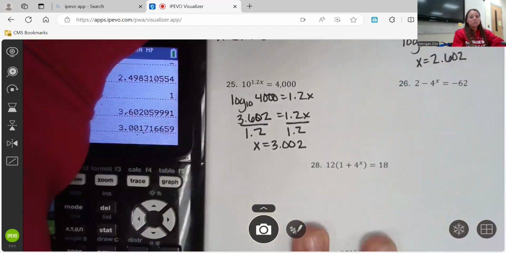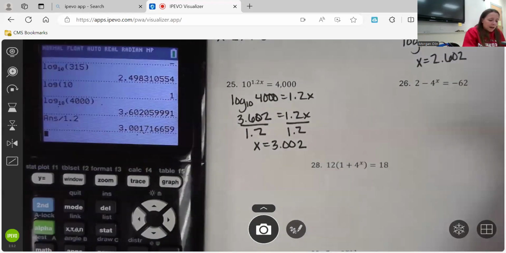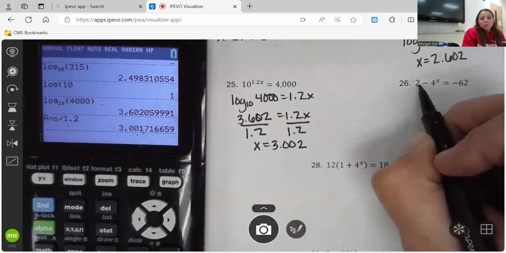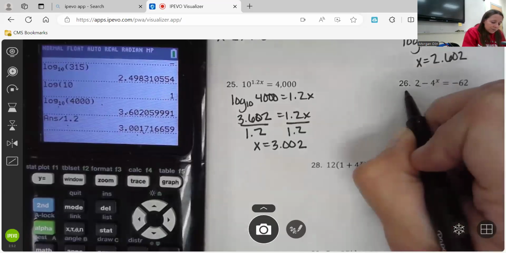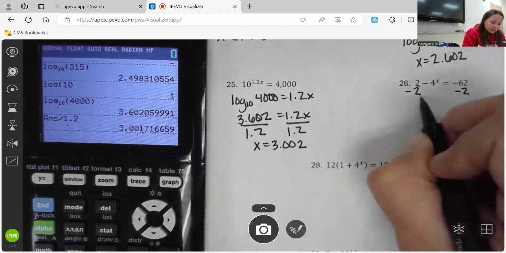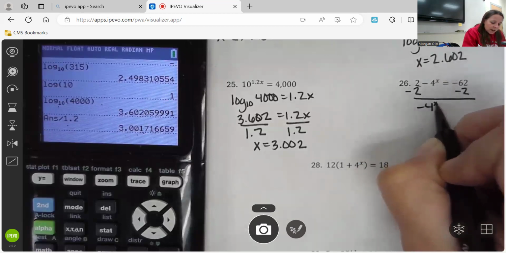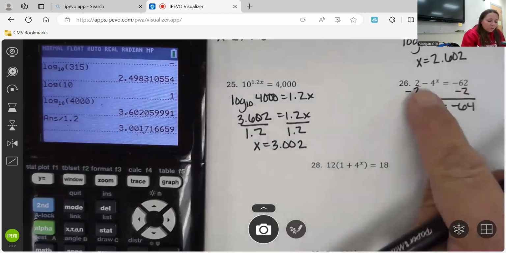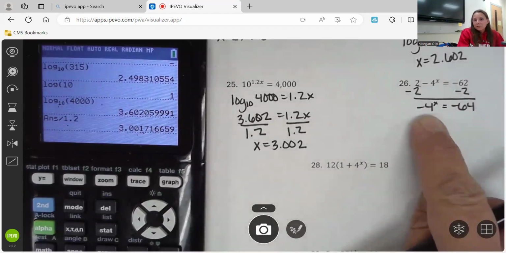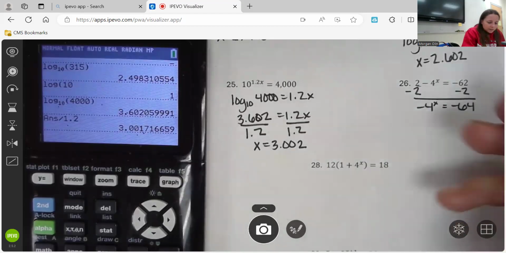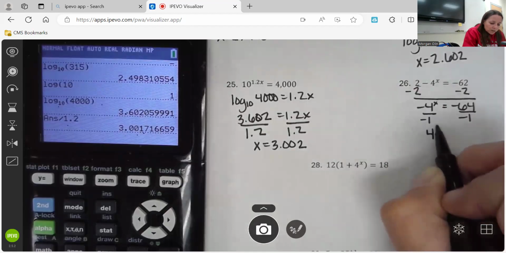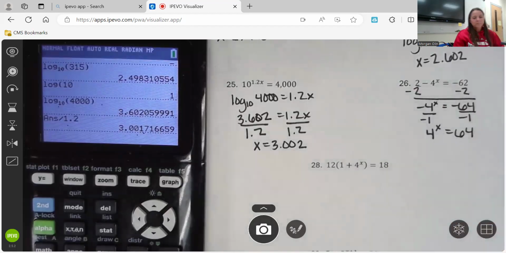All right, now 26 looks a little different. This time, do you see that it's not times? You got this 2. Now, this 2 is positive. So the first thing I'm going to do is subtract it. Negative 4 to the x equals negative 64. Okay, now we haven't dealt with a negative right there yet. So you got to get rid of it. So divide by negative 1. So 4 to the x equals positive 64.